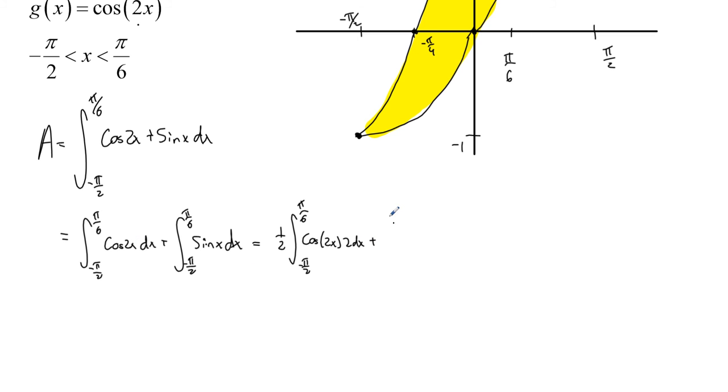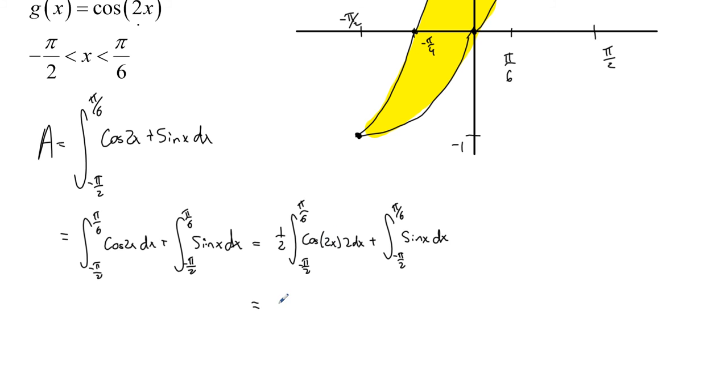And then the second one's easy. It's just negative pi over 2 to pi over 6 of sine x dx. So that's a simple integral. And honestly, you could probably do, this one won't come out as the exact answer. Never mind. Sorry.